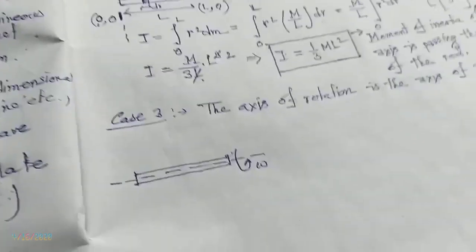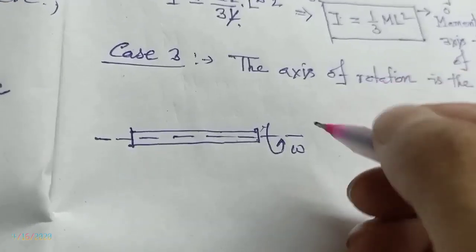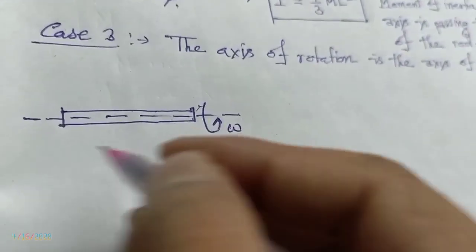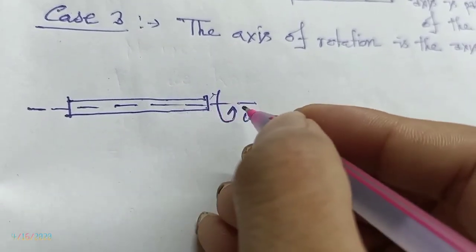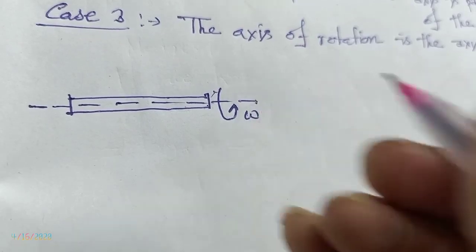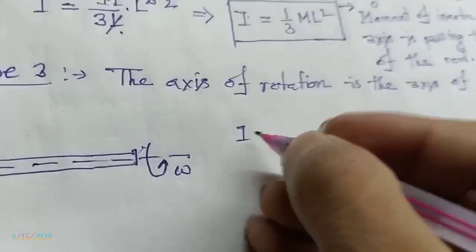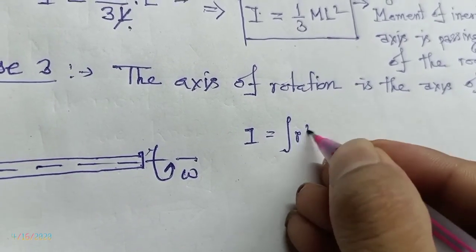Now see, as we previously told, the moment of inertia depends on the mass distribution. Now see, as the thickness of the rod is negligible, so what is its upper limit of integration? That will be the lower limit of the integration. So its moment of inertia I becomes what? Integration of r square dm.